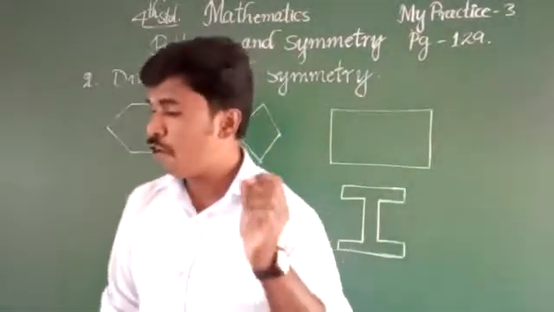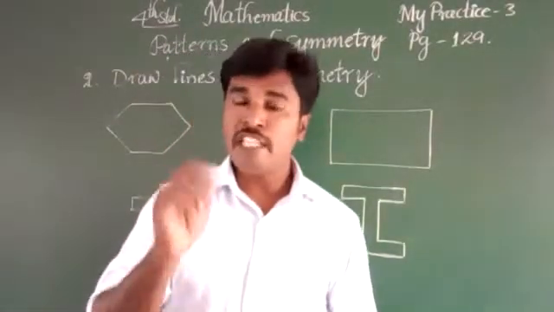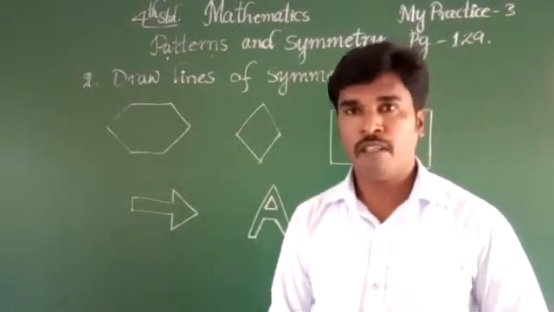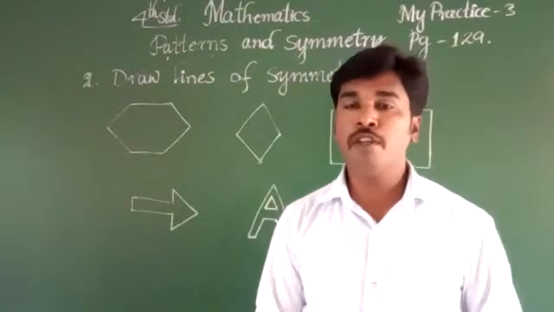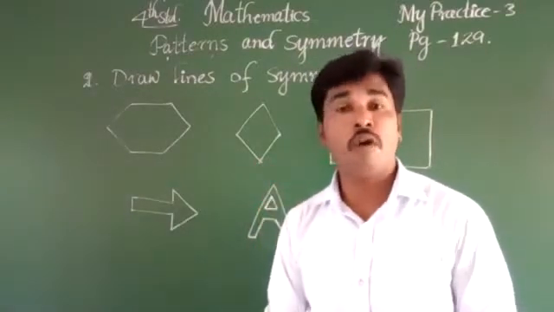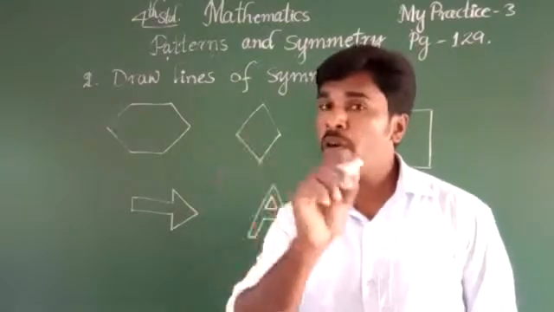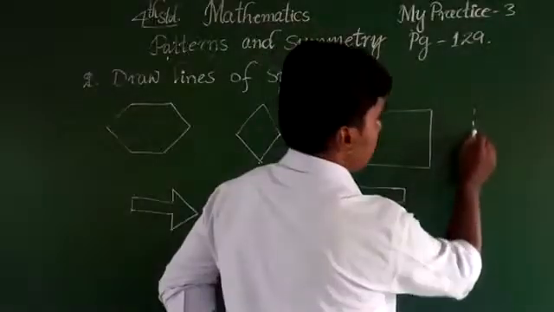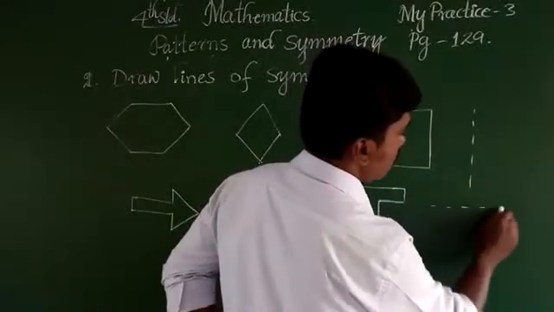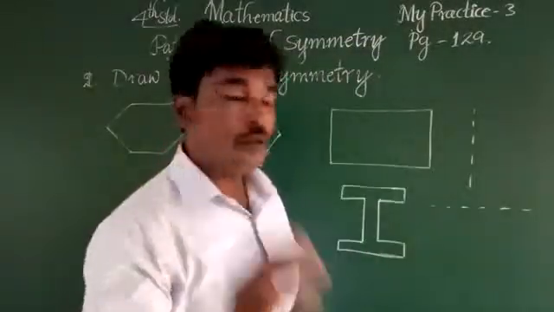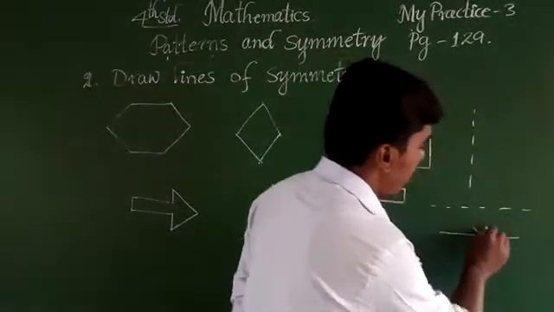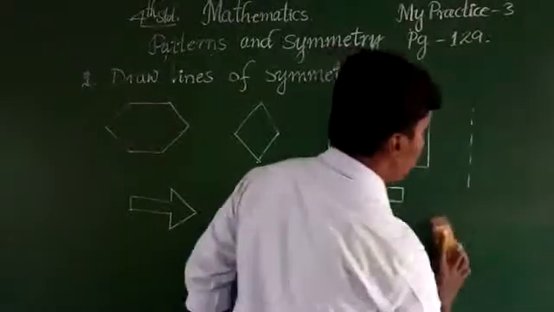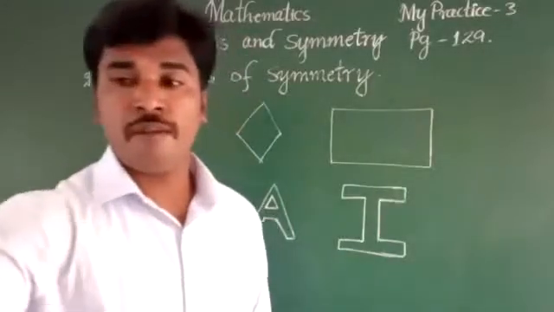Dear students, when you are drawing the line of symmetry, please use a ruler, that is a scale, to draw the lines of symmetry. Whenever you draw the lines of symmetry, you should represent them using a dotted line. Don't draw a continuous line. So how to draw a dotted line? Like this. Or if it is horizontal, you can draw like this. If it is a dotted line, then only we say that it is a line of symmetry.